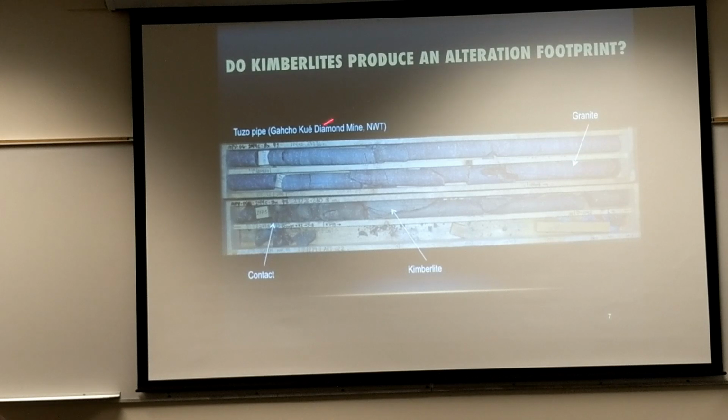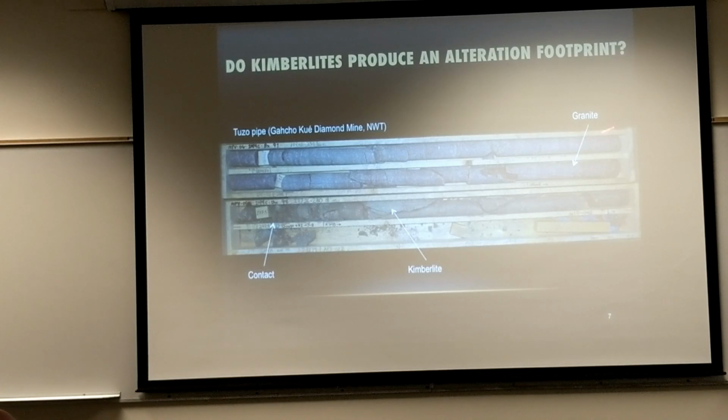So Ralph went to the De Beers warehouse in Sudbury and measured some drill core from the Tuzo pipe. As you can see, you can just see the contacts between the granite and the kimberlite. There's not much happening in the granite that would indicate there's actually kimberlite showing up in the next box. If you were to look at the granite completely isolated, would you be able to say that there's kimberlite in the next box? And the answer is probably not.